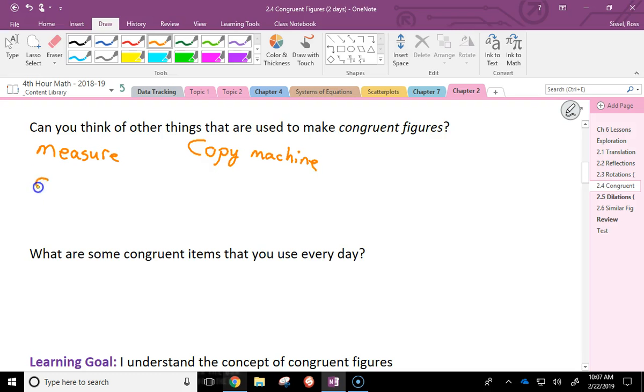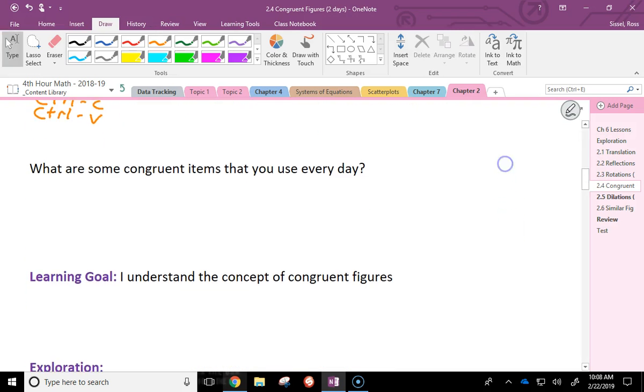Okay. Control C, and then I do Control V. So I copy and then I paste an image. It makes the exact same. Depends what you're doing. A hole punch. If I take a hole punch, it's just going to punch out the same hole sizes. A 3-hole punch would do the same thing.